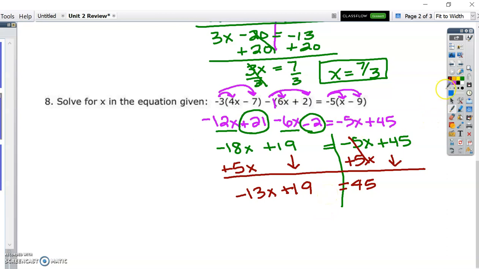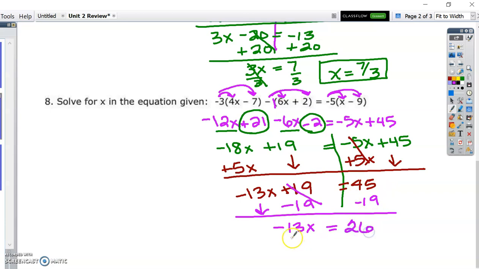All right, let's change colors again. So I need to get the 19 over to the other side, so minus 19 on both sides. Cancel, bring down your negative 13x equals 45 minus 19 on your calculator is going to give you 26. Divide by negative 13, negative 13.